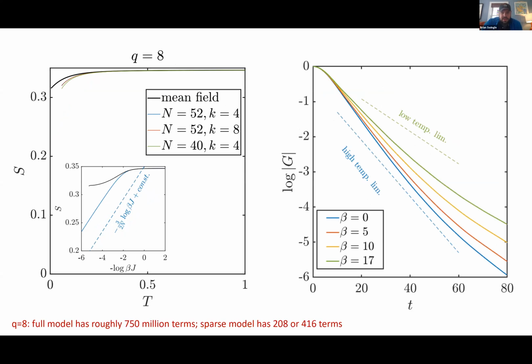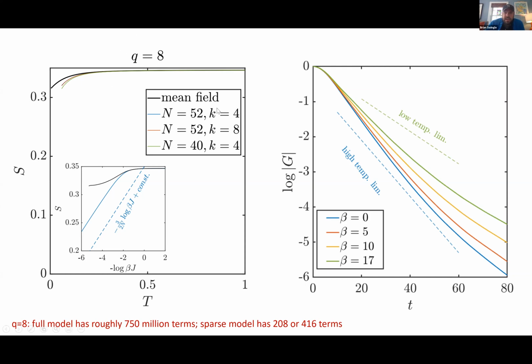But one thing we can do is to look at larger Q. And I think this would be essentially impossible for, say, 52 fermions for a fully connected model. But here we can do it relatively easily. So here I'm showing you Q equals 8. So 8 body interactions, again, mean field.